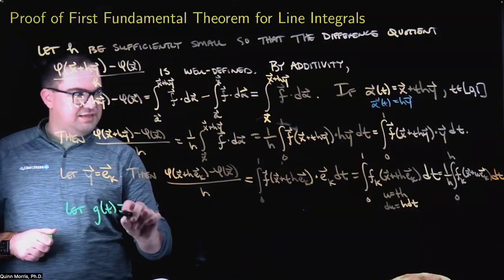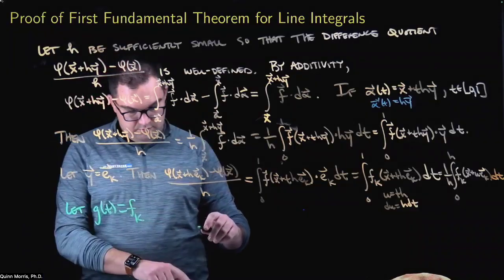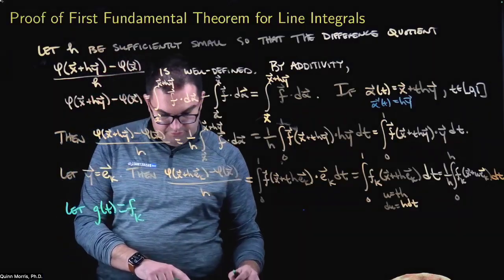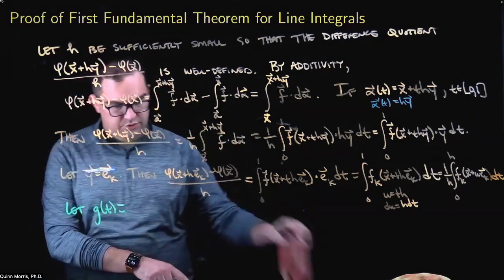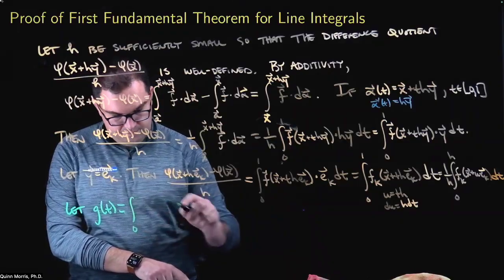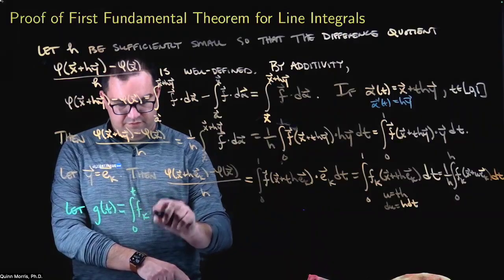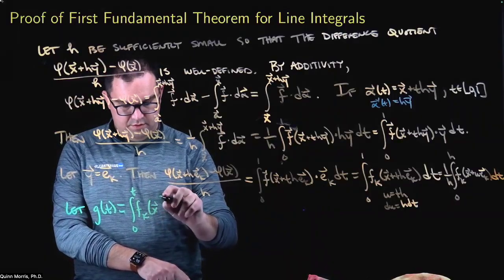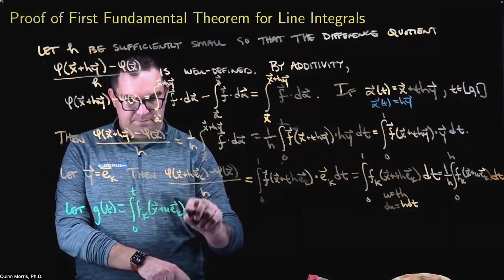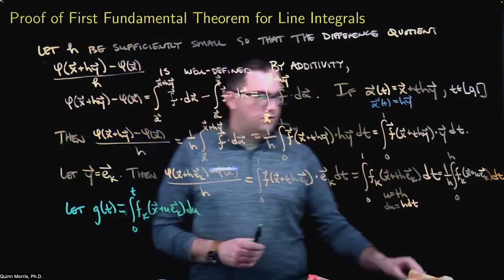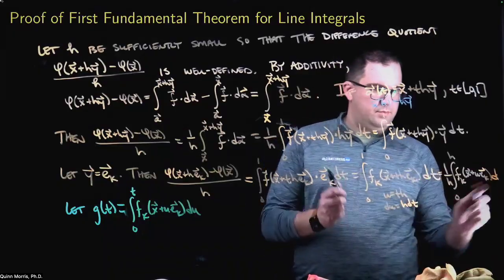So let g of t be equal to the integral from 0 to t of f sub k of x plus u e k du. And sorry, over here, this should be an integral du, right? I did that change of variables. Be du.